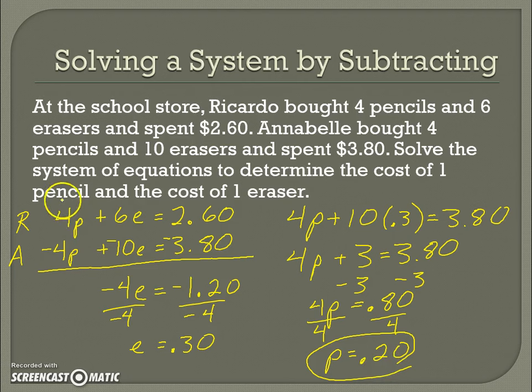So 4 times 20 cents is going to be 80 cents. 6 times 30 cents is going to be $1.80. $1.80 plus 80 cents is $2.60. It works there. I could try it right here, but I already know it works because that's what I did right here to solve it. Okay, so you should check these, but the costs of these two different things are right here. The eraser is 30 cents, pencil is 20 cents.